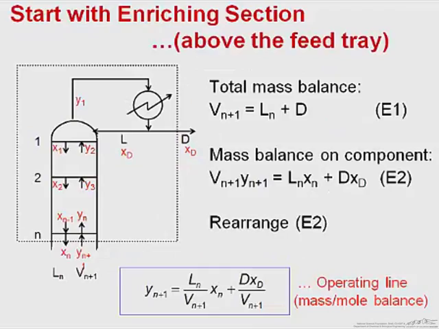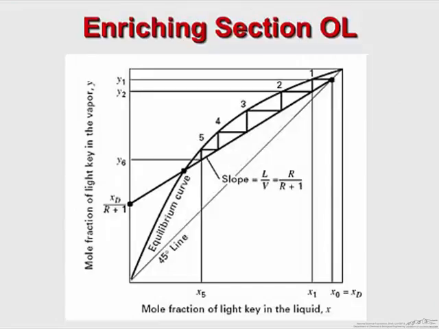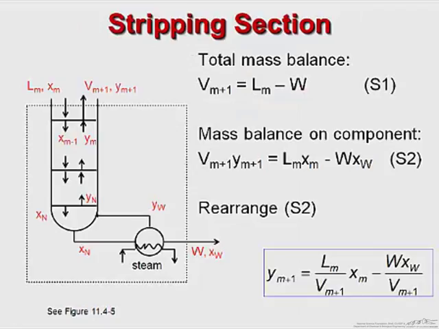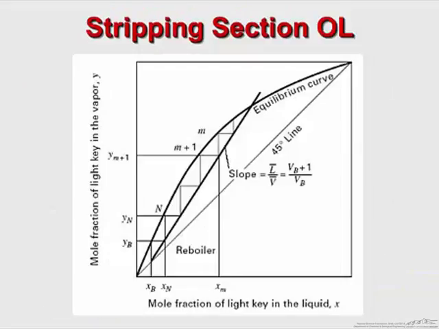will change. A mass balance on the column above the feed tray yields the operating line, which will be a straight line with the slope of R over R plus 1, where R is the reflux ratio. Similarly, a mass balance on the column below the feed tray yields a second operating line. The slope of each operating line is equal to L over V, where L is the molar flow rate of the liquid and V is the molar flow rate of the vapor.